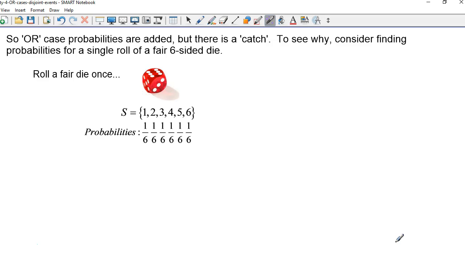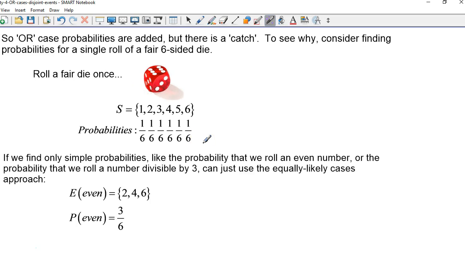To see why, let's consider the same sort of calculation, but for this scenario we're going to do a single roll of a fair six-sided die. So the outcomes are 1, 2, 3, 4, 5, or 6, and they're all equally likely at 1/6. If I were to restrict myself to finding simple probabilities of single events, like the probability that the roll is even, I could come up with an event sample space. Even consists of the outcomes 2, 4, and 6, so that's 3 out of the 6 cases. So there's a 3 out of 6 chance of getting an even roll.